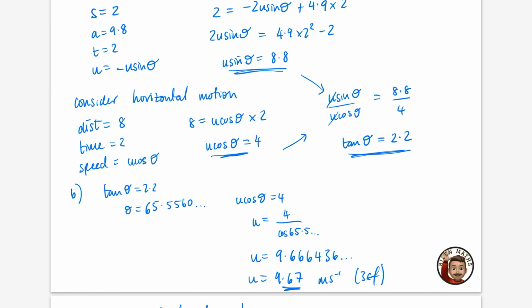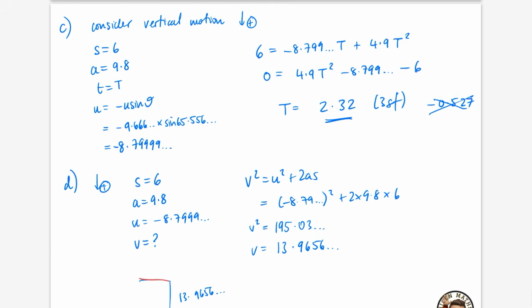So I'll use my values of u. I know what u cos theta is. U cos theta is 4. So actually I can just say that it's going to be 4. And oh look, 8.8. Why didn't I use that earlier on? I knew that u sine theta was 8.8. So this whole time I could have probably used that as just 8.8. You'll still end up with the same answers.